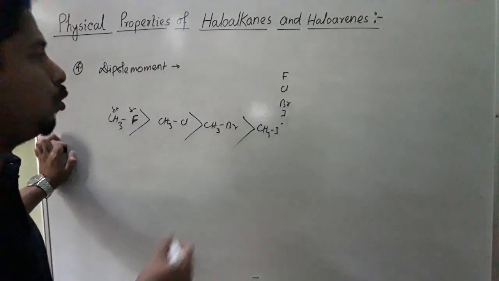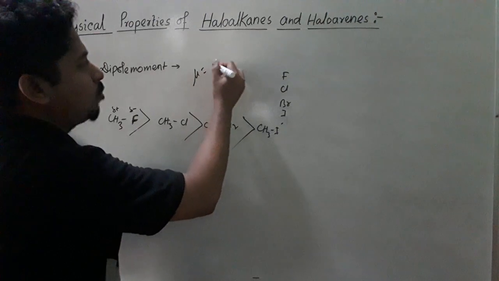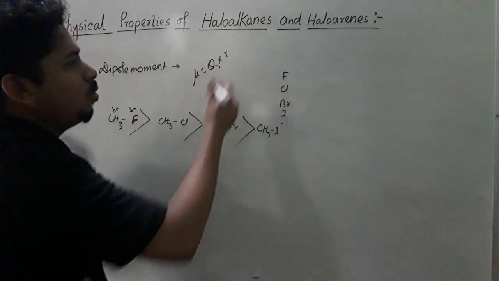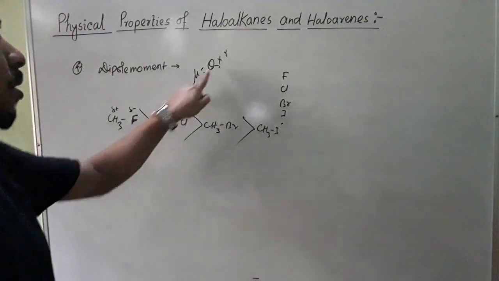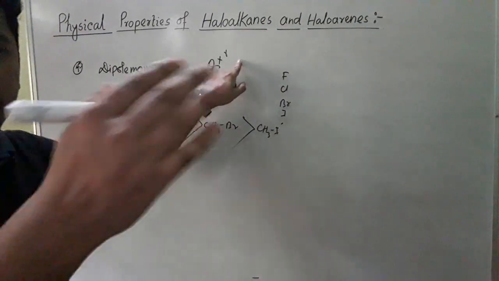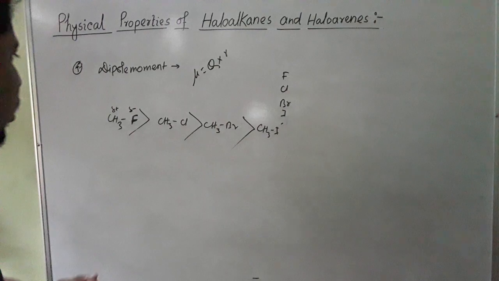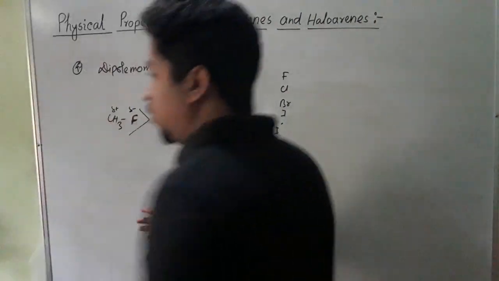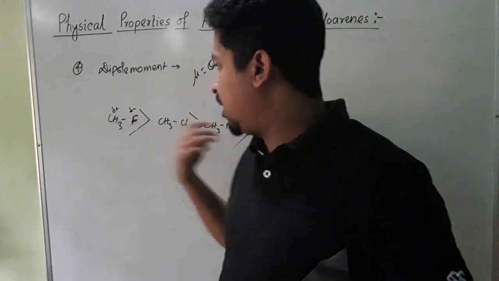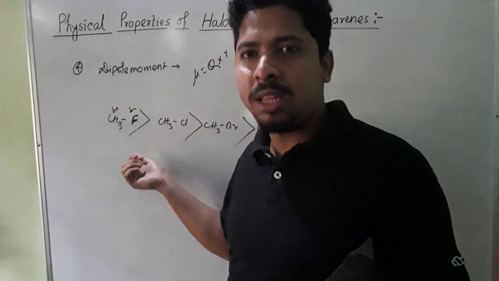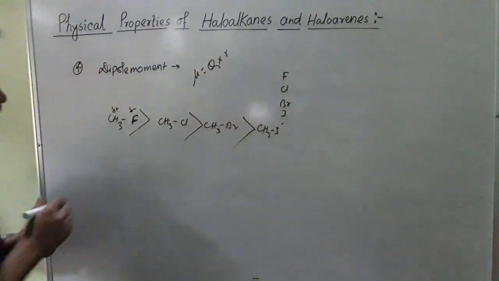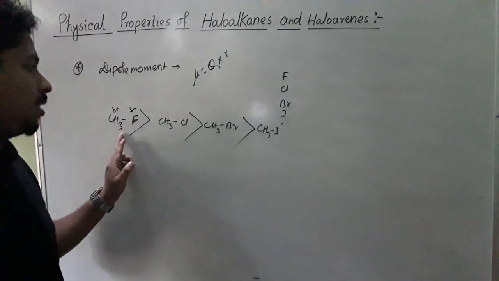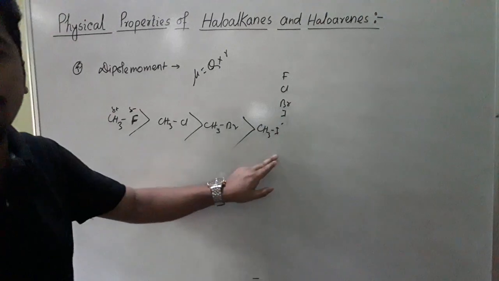dipole moment. We know the dipole moment is the product of the magnitude of charge and distance, mu is equal to q into r, or mu is equal to q into d. Here q means magnitude of charge and r means distance between the charges. Since fluorine is highly electronegative, its capacity to pull the electron density is higher. That's why the dipole moment value should decrease in this order: first CH3F, then CH3Cl, then CH3Br, then CH3I.